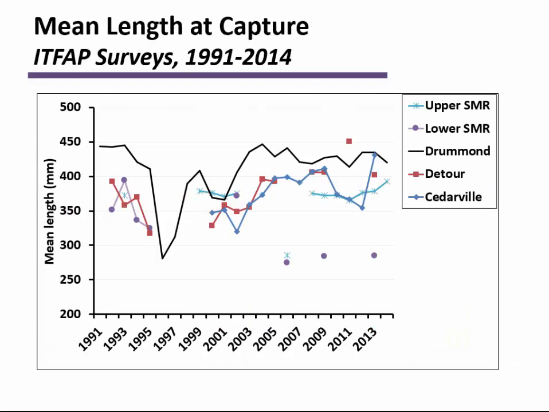If you look at mean length of capture, all I want to indicate here is, if you look at the upper St. Mary's, lower St. Mary's, Drummond Island, Detour, and Cedarville, you see the same pattern through time. Basically in the early part of the time series, beginning in the 1990s, the fish average size was pretty large. We're talking between 400 and 450 millimeters. You see a big decline in the average size of fish caught through the mid-1990s, and then that sort of increases through time. Each of the data sets shows the same sort of pattern.